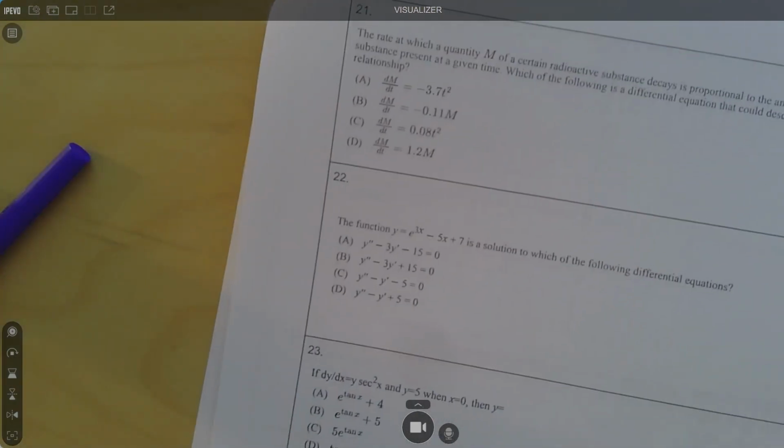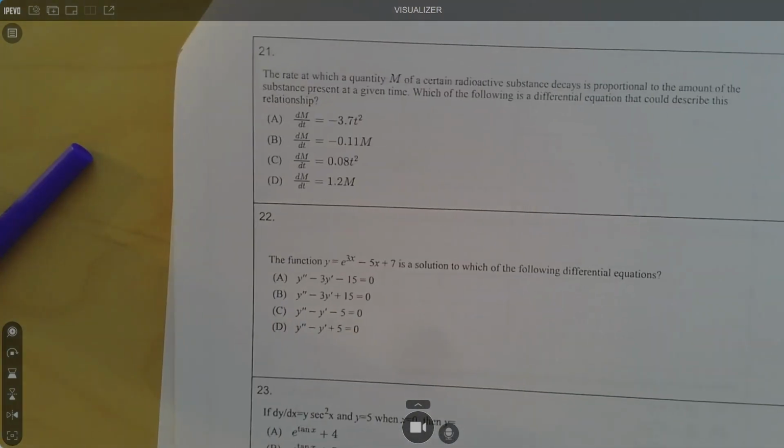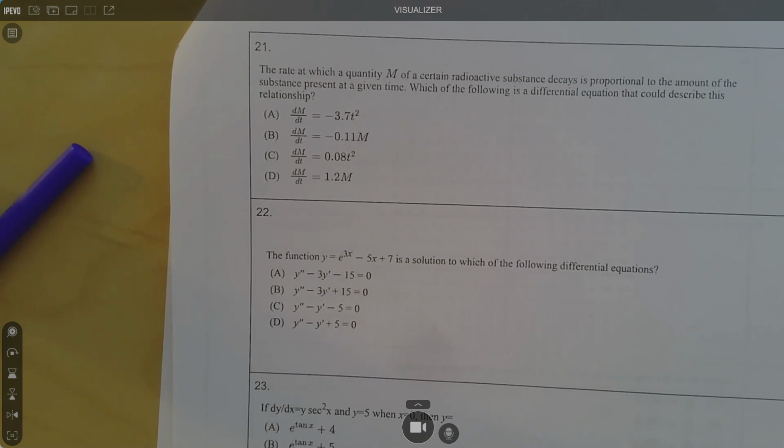Alright, well, we're getting there. The rate at which quantity m of a radioactive substance decays is proportional to the amount of substance given at that time. Which of the following is a differential equation that could describe this relationship?